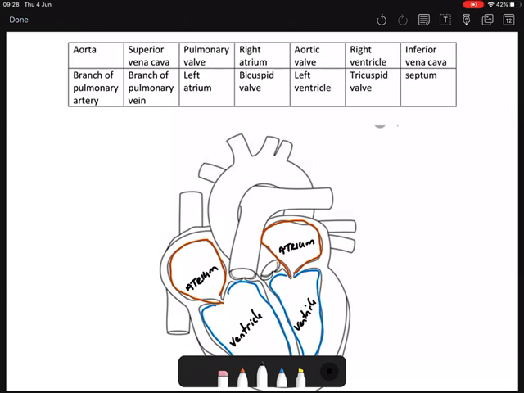But as we know, the right is the left, so this is left atrium, left ventricle, right atrium, right ventricle. So you can cross them out.